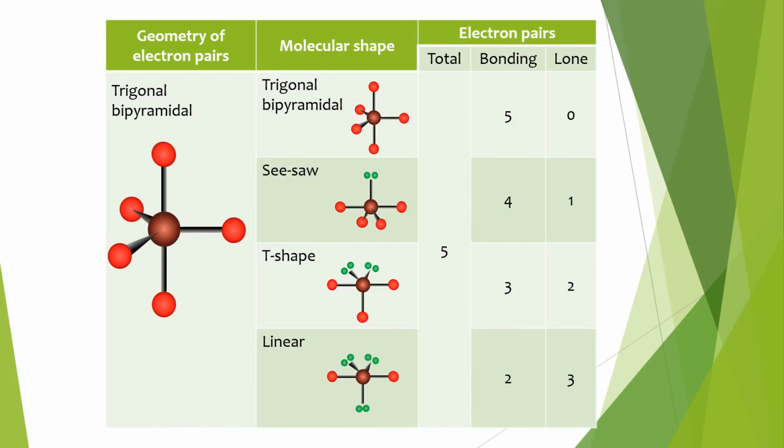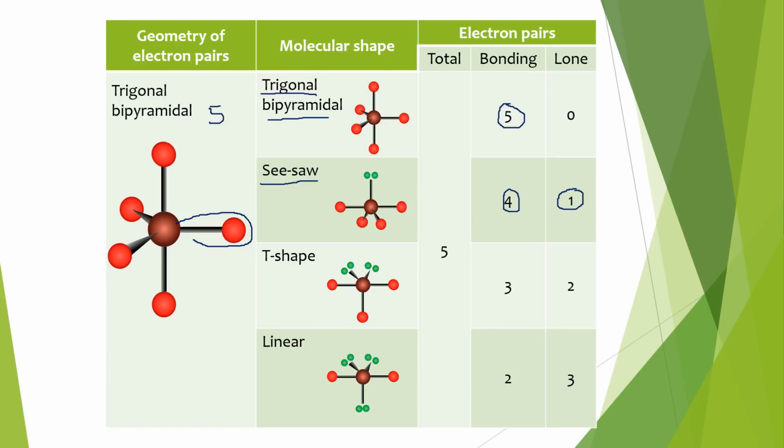For trigonal bipyramidal, which consists of 5 electron pairs, for the first case, where the electron pairs consist of 5 bonding pairs, the molecular shape will still be the same as the geometry, which is also trigonal bipyramidal. The next case, when the electron pairs consist of 4 bonding pairs and 1 lone pair, the molecular shape will be a seesaw. Please remember that for a molecule that consists of 5 electron pairs, the lone pair will always occupy the horizontal plane or the equatorial plane.